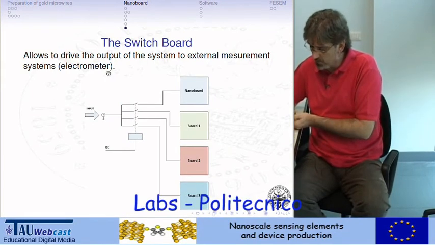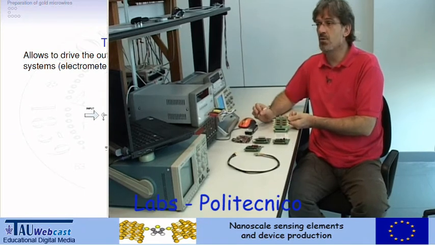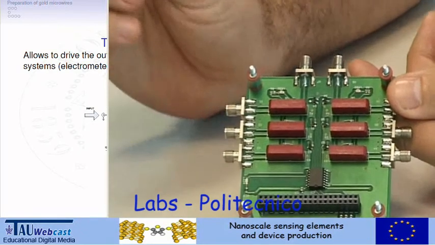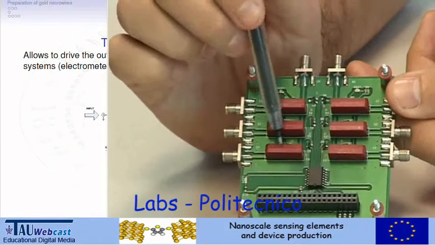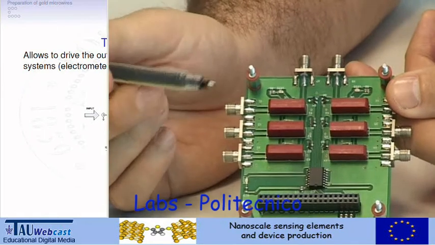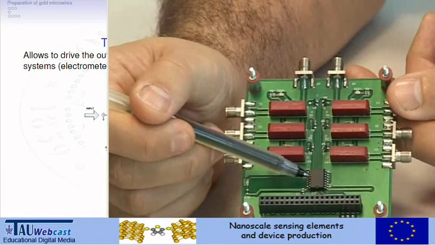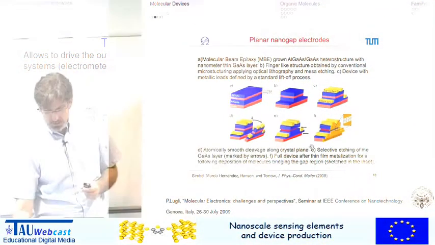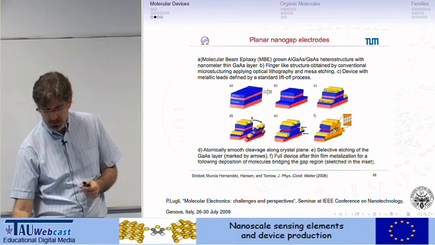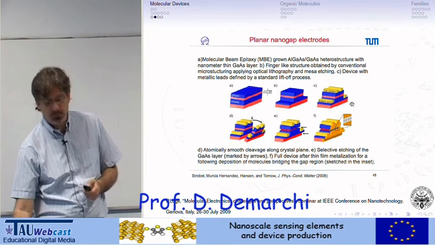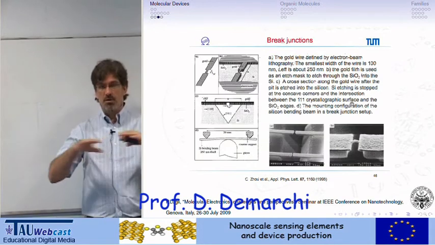This is the last board that I show you. So the switchboard, you can imagine, is not so complex. Here we have the relays and the different connectors useful for interfacing the system, as I told you, to external measurement instrumentation, and here you have a multiplexer for driving the relay. Here you etch the gallium arsenide layer to have a vertical gap in which you can insert your molecules. You can do them also horizontally.